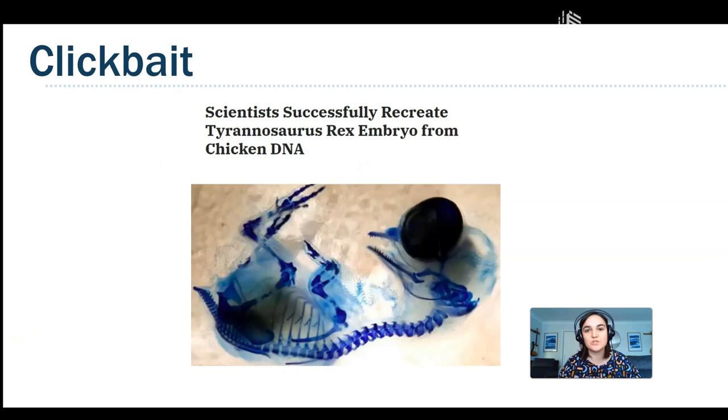Then there's things like clickbait, which is there primarily just to get a response out of you so that you click on it and it'll take you through to some kind of advertising or someone will make money off you. Like this headline here, which is definitely not true.